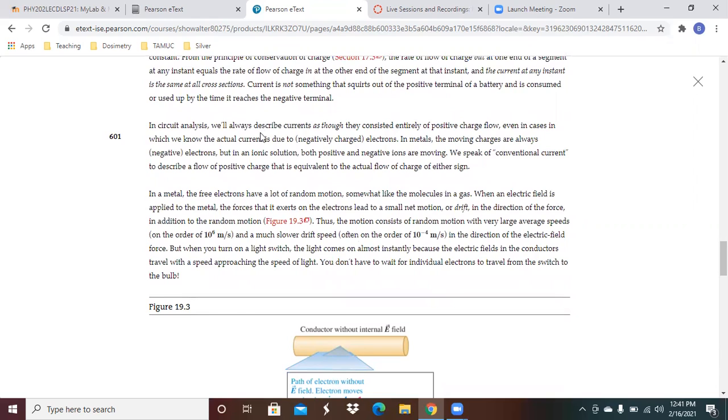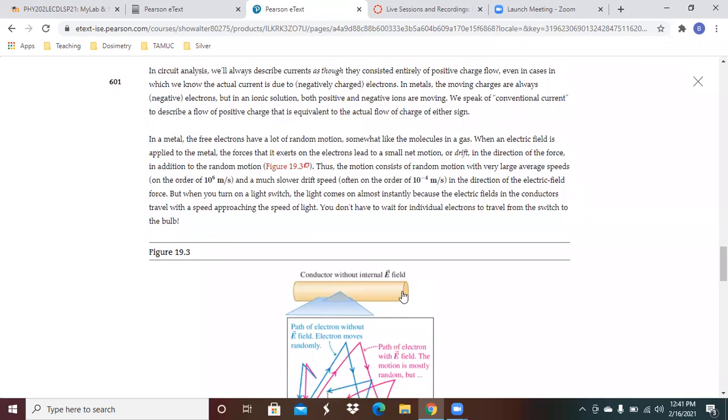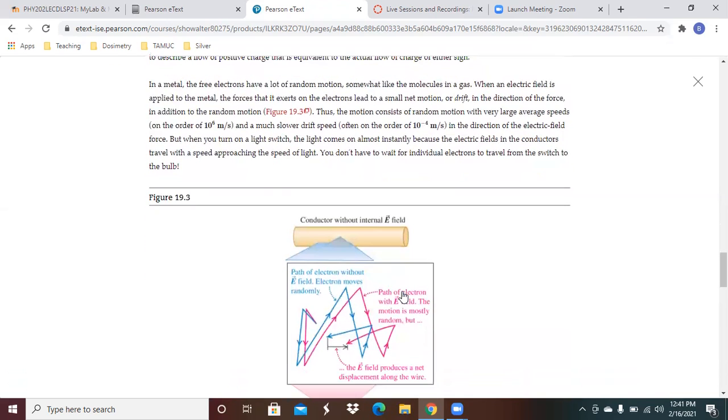In circuit analysis, we're going to describe currents as though they consist entirely of positive charge flow, even in cases where we know the actual current is due to negatively charged electrons. In metals, the moving charges are always negative electrons, but in an ionic solution, both types of ions are moving. Conventional current is going to be used to describe a flow of positive charge that is equivalent to the actual flow of charge of either sign. Think of it as a net result in a sense.